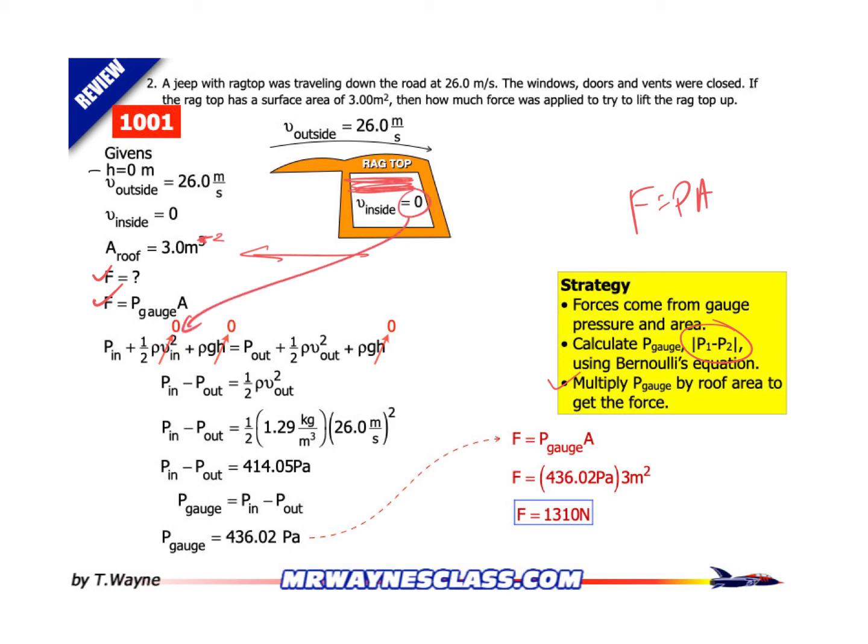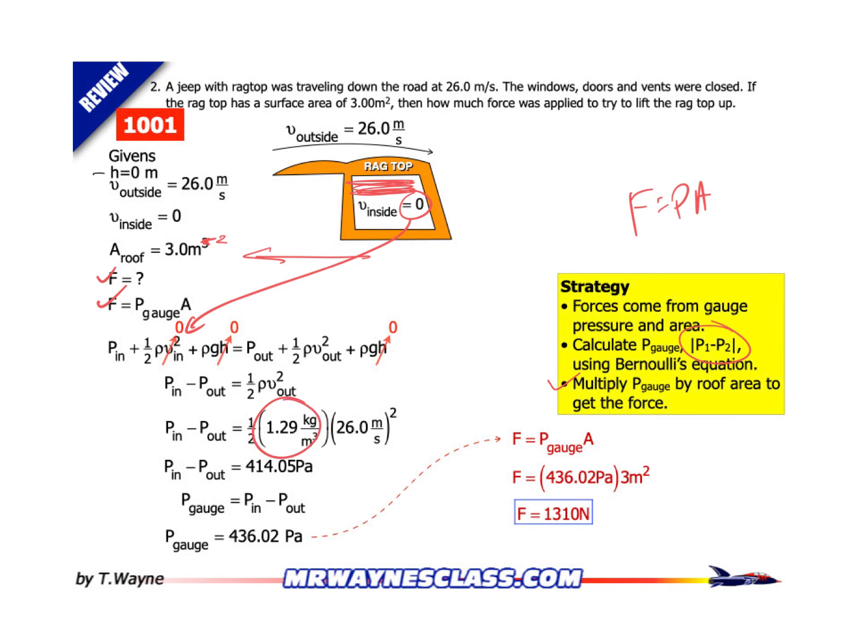So that goes away. And then I'll rearrange these so the inside pressure minus the outside pressure, I just need to know the difference. That's equal to 1/2 rho v squared. Now I'll put in my numbers: 1/2 times the density of air, which I'm going to use as 1.29 kilograms per meter cubed, times the speed squared. And when I do that, I get 415.05 pascals. So that is the gauge pressure. And the gauge pressure times the area is going to give me the force. So gauge pressure times 3 meters squared, and I get 3110 newtons.